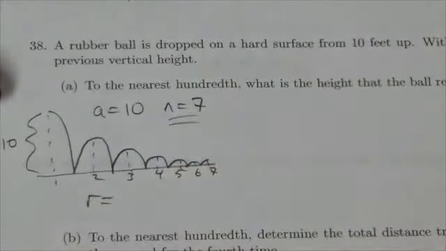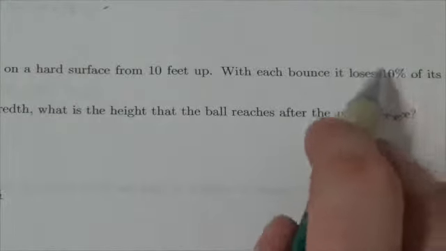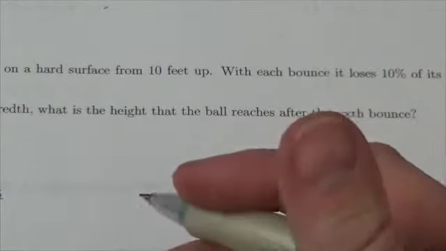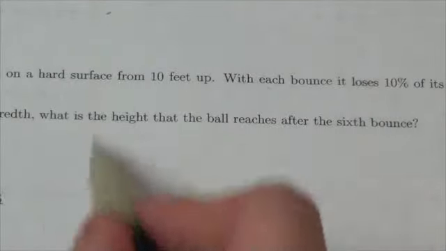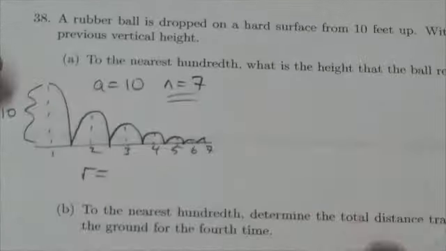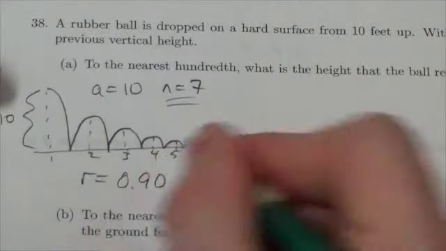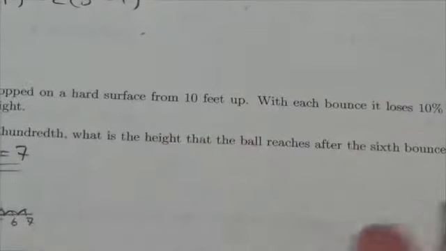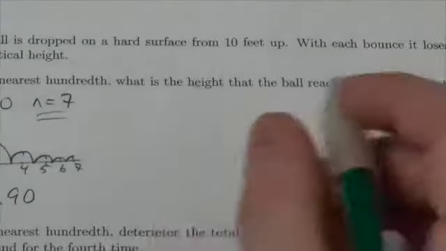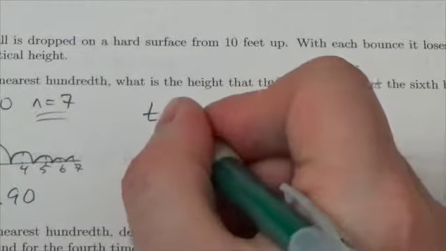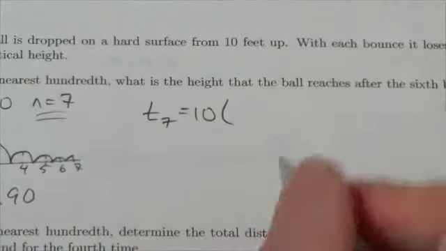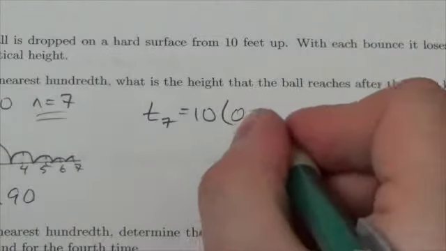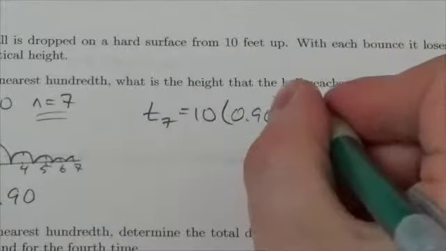Now the r is a little more complicated. It's not 10% because you're not dropping to 10% of the previous height. That would be a bounce that comes down and then just goes up a very little bit. We're losing 10%, which means that our r value should actually be 0.90, 90%. So now, to figure out what the height is after the sixth bounce, we're going to figure out what our seventh term is. This is not a summation, I'm not adding stuff up, but 10 times 0.90 to the power of 7 minus 1.